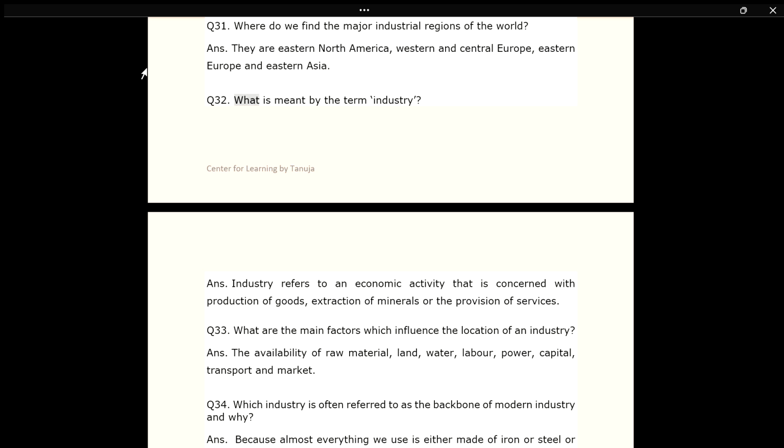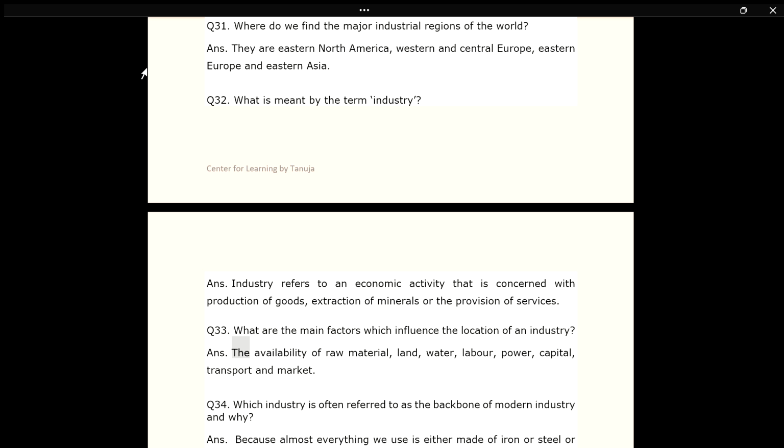Q32. What is meant by the term industry? Ans. Industry refers to an economic activity that is concerned with production of goods, extraction of minerals or the provision of services.